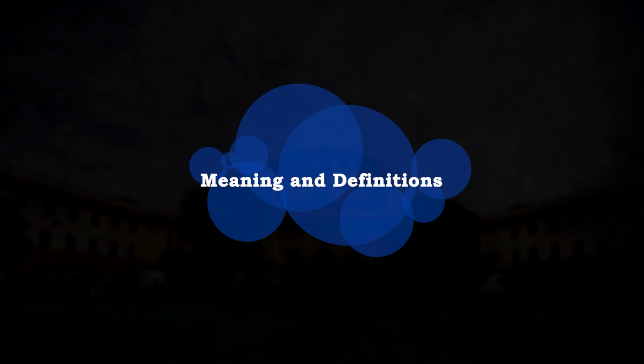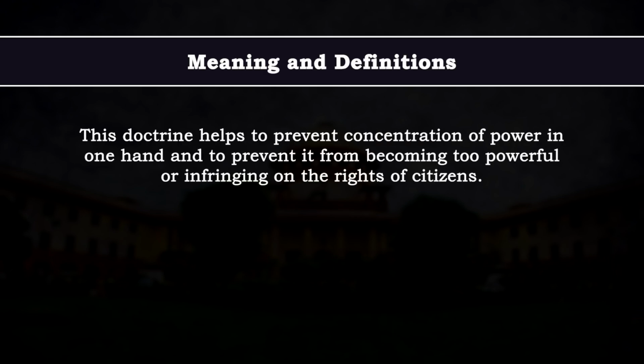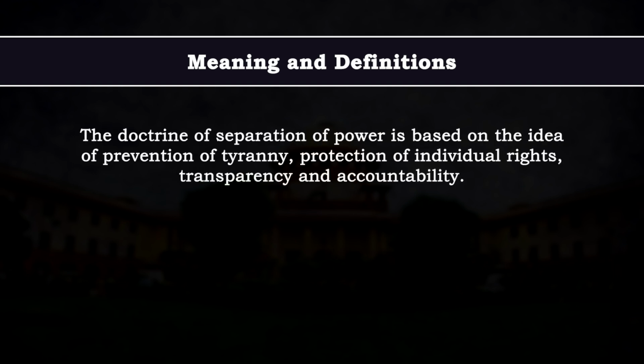Now, what is the meaning and different definitions of this doctrine? The aim of the doctrine of separation of powers is to keep a check on the powers of different organs of the government. This doctrine also helps to prevent concentration of power in one hand and to prevent it from becoming too powerful or infringing on the rights of citizens. The doctrine is based on the idea of prevention of tyranny, protection of individual rights, transparency and, of course, accountability.